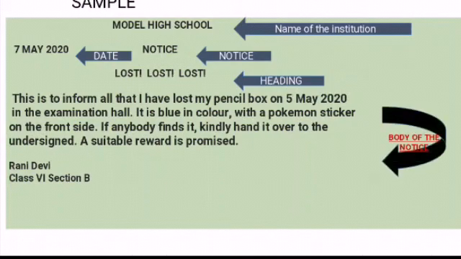And the next is the body of the notice. Let's read this notice. This is to inform all that I have lost my pencil box. Here, pencil box, you are informing that this is lost. On 5th May 2020, here again you are giving the time, the day and the year when this pencil box was lost. Then in the examination hall, here again you are informing the place where it has been lost.